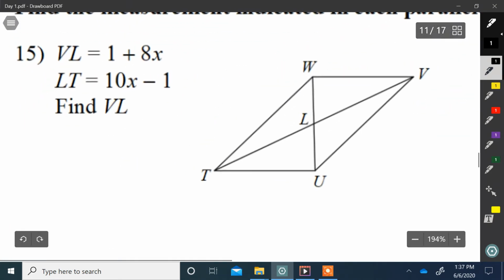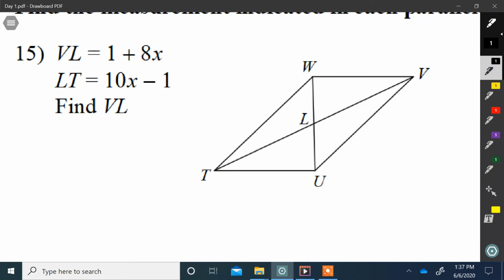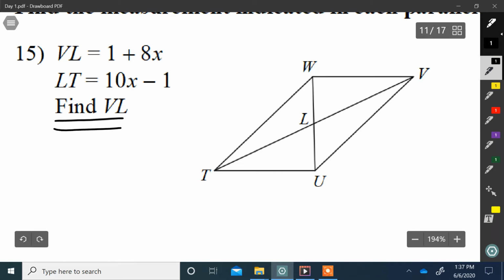All right, let's do one problem like this one here. In this one, they're asking you to find BL. Okay, so you have to be careful when you're doing these problems, especially when you do the quiz. You have to see what they're asking you. If they're asking you for X, then you give me X. But if they're asking you for the segment or the segment length, then you gotta give me that.